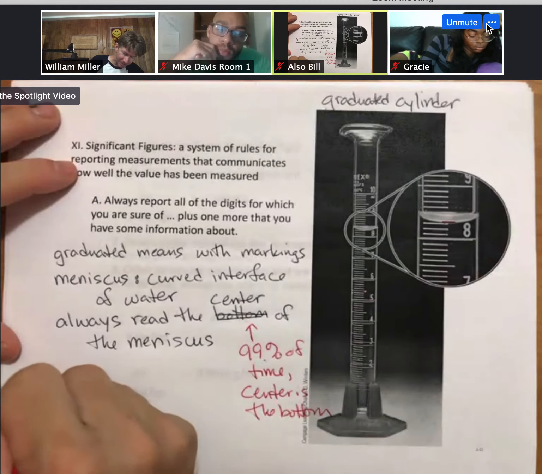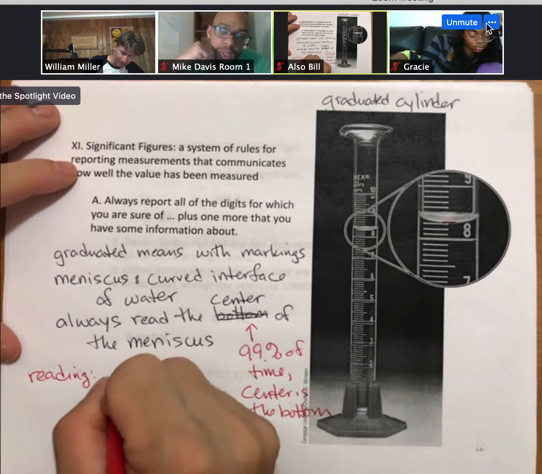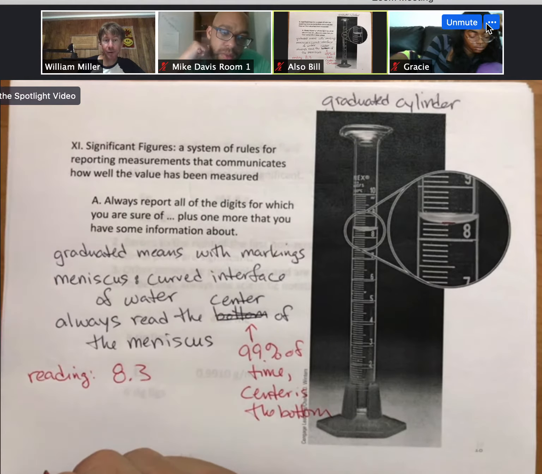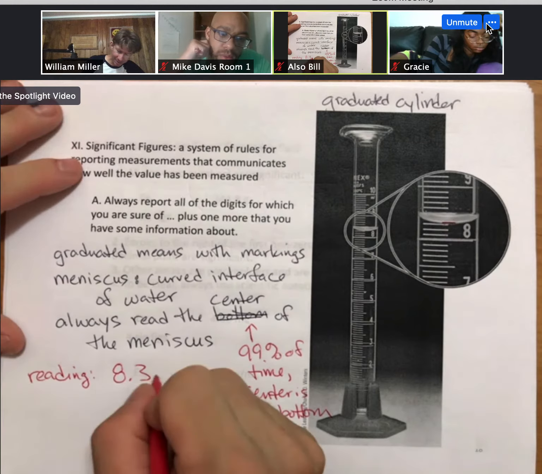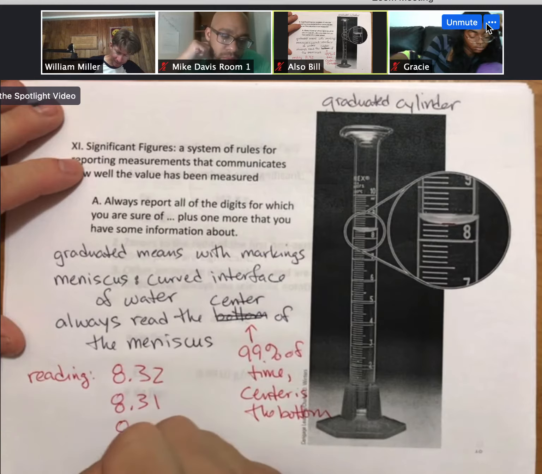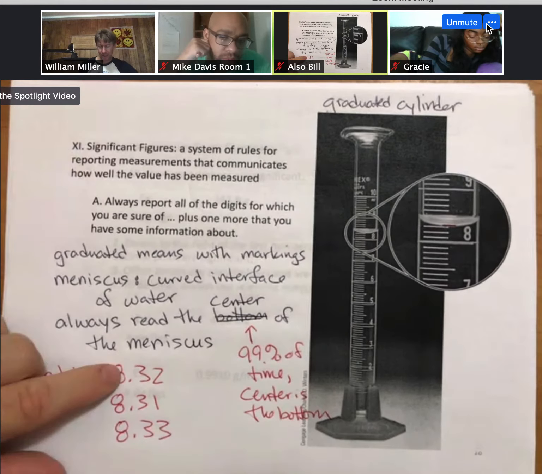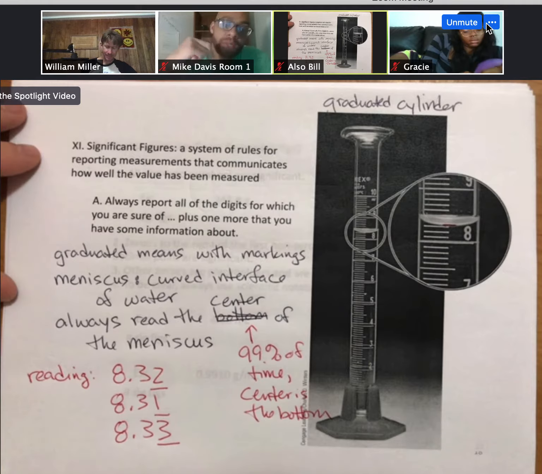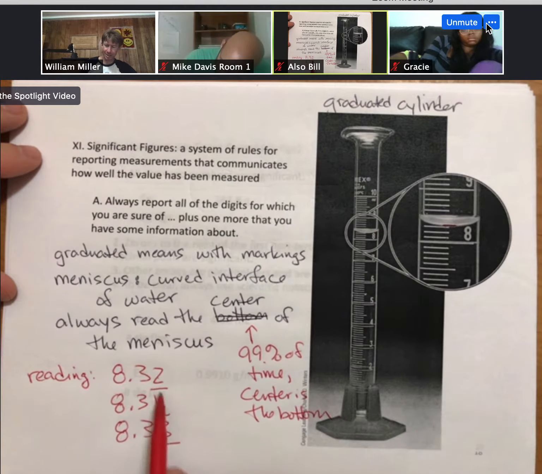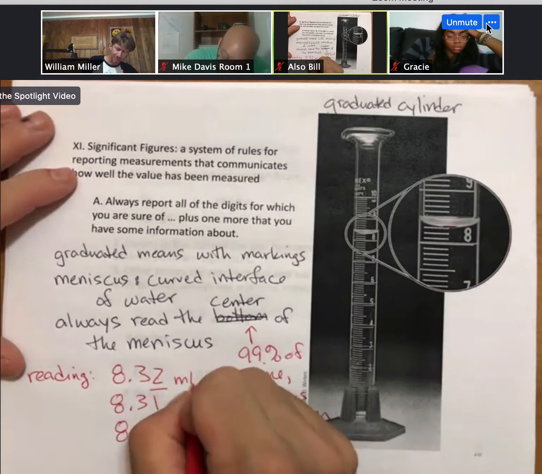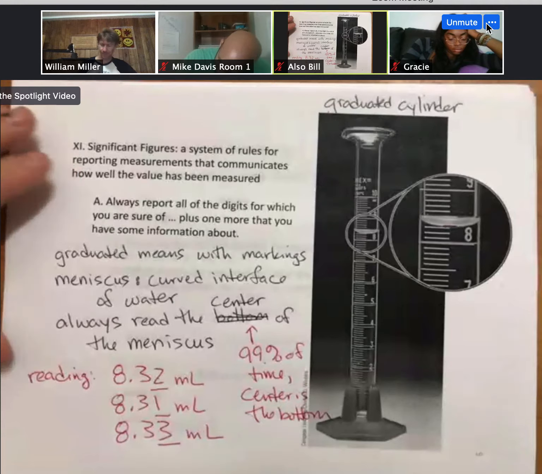So the reading is 8.3 for sure, and then it's going to be 8.32, 8.31, 8.33. This last digit is the digit that we're not sure of, that we're sort of guessing at. And so any of these measurements, if you were reading this graduated cylinder, would be fine. And just so you know, these are milliliters, so they have to have units. There we go.